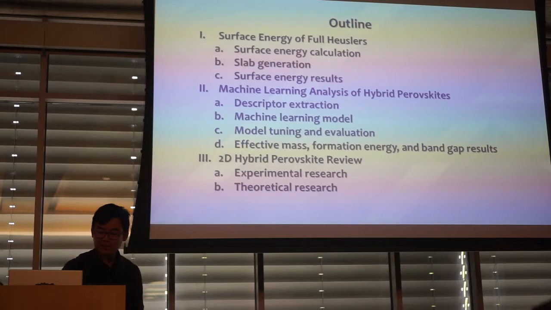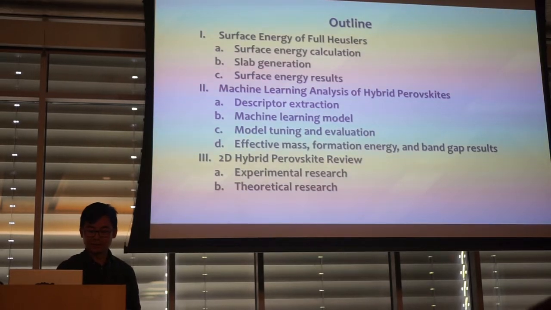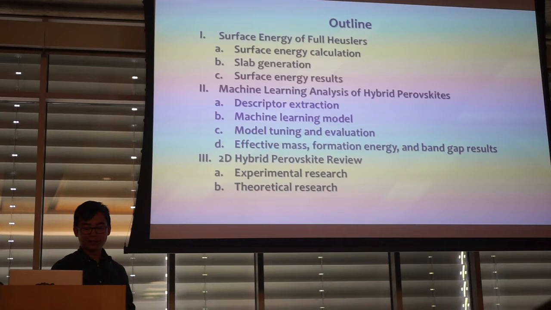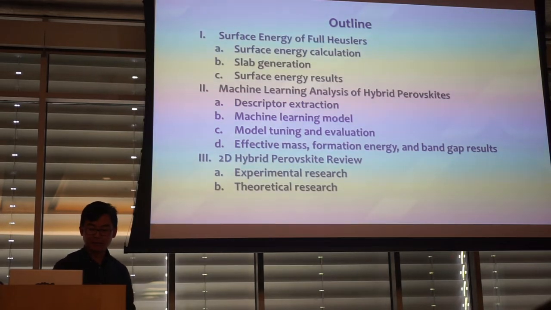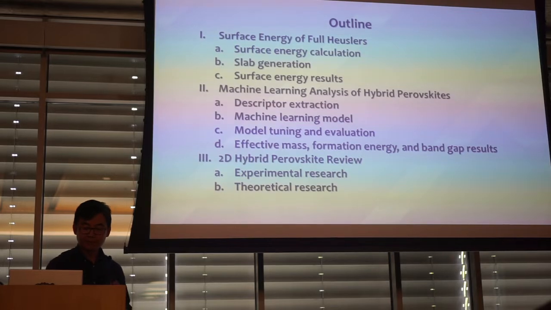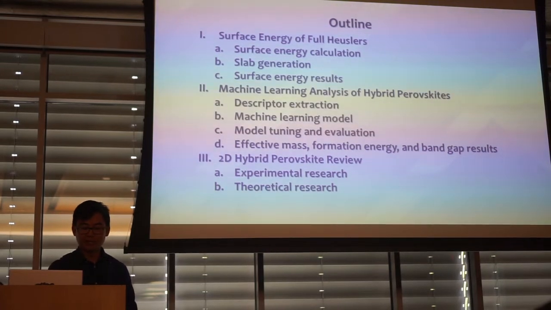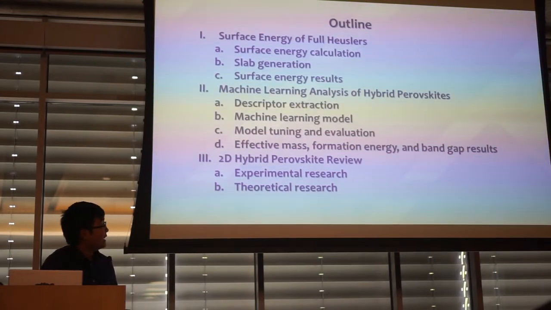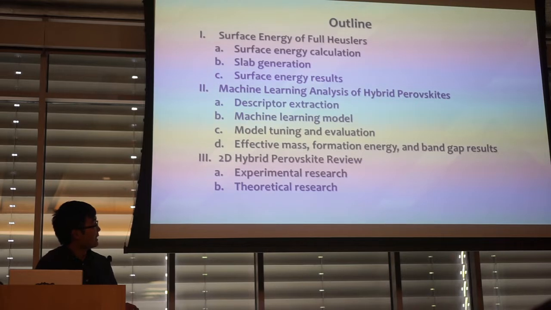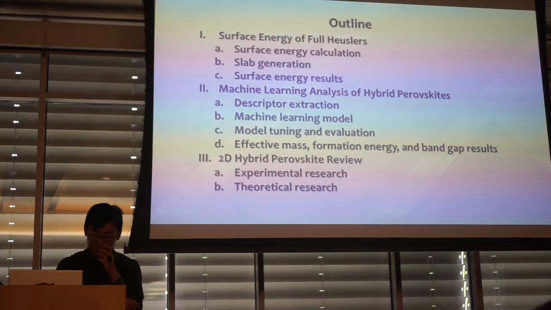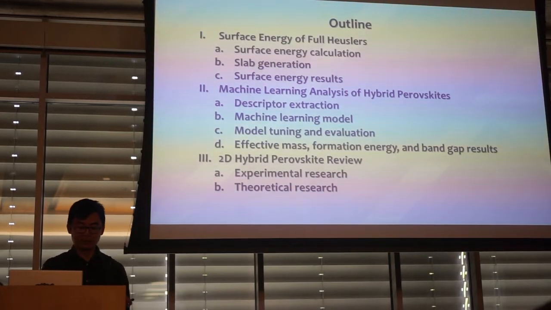And in the next project we'll talk about the machine learning analysis of hybrid perovskites. So we'll talk about how we extracted the descriptors, how we designed our machine learning model, and then how we tuned and evaluated that model. And we'll also talk about the results that we got for the effective mass, formation energy, and the band gap. And then, if we have time, we'll go over some work that I did on a 2D hybrid perovskite review. And we'll go over some experimental and theoretical research.